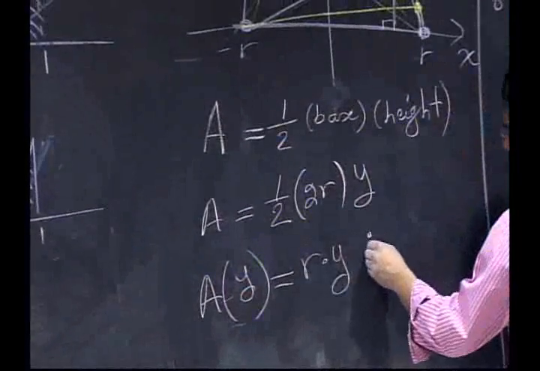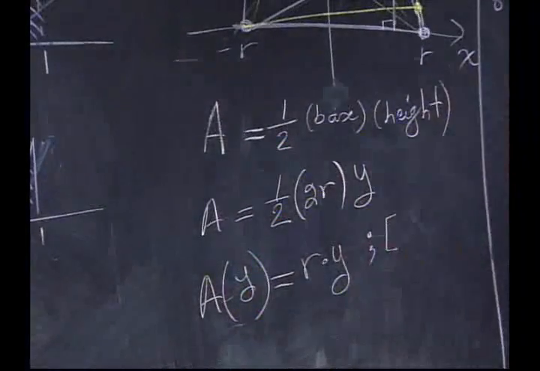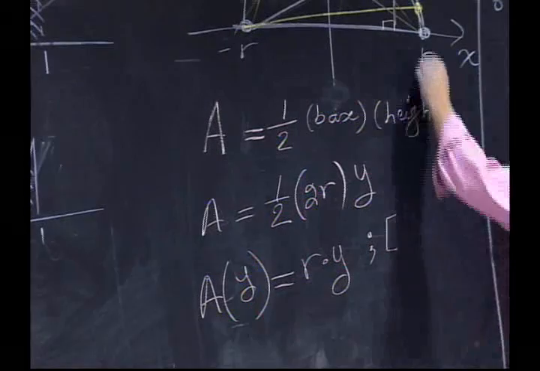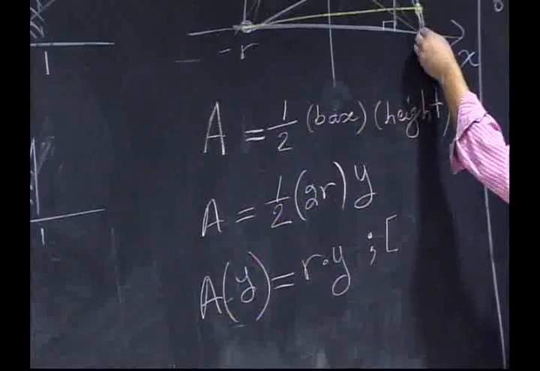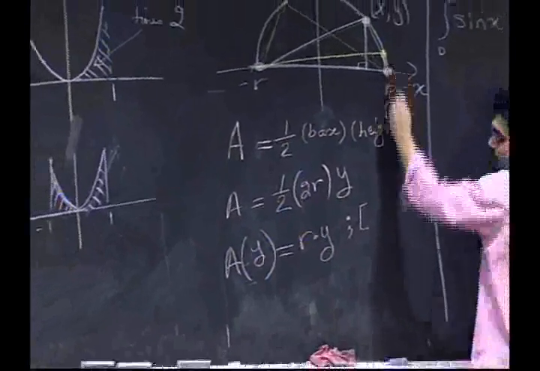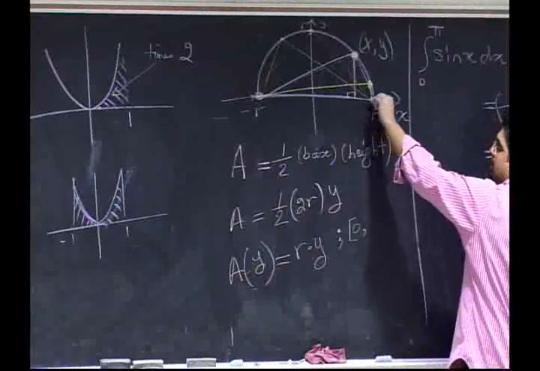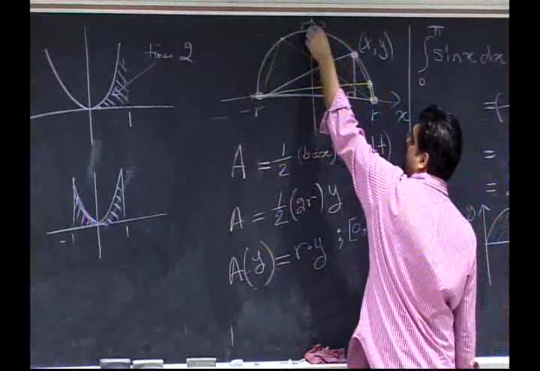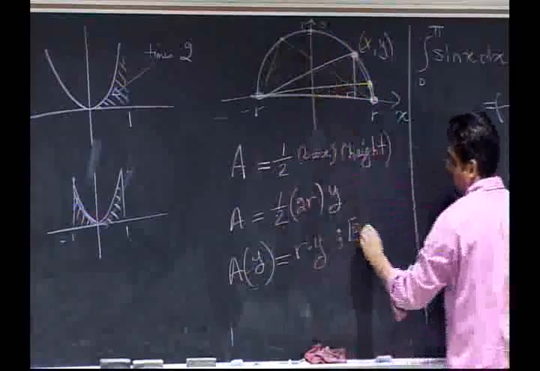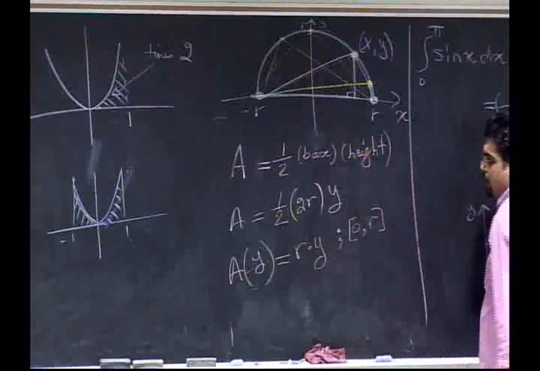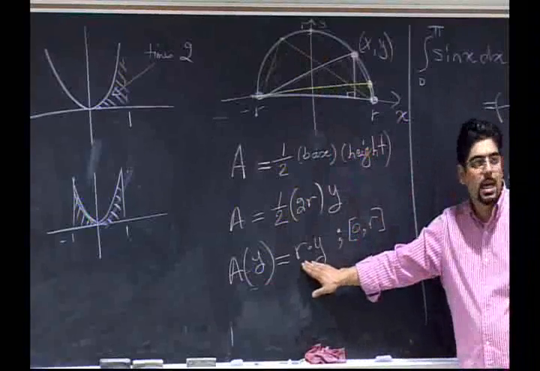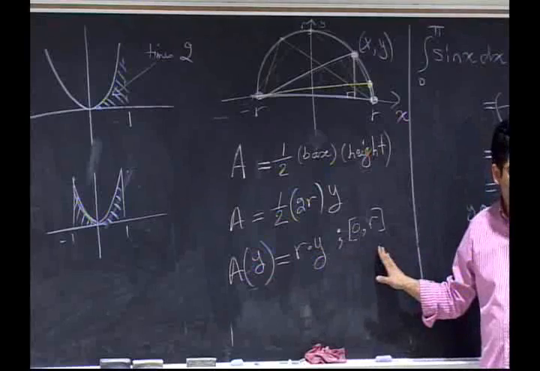The domain of this function, well, what's the smallest thing y could be? Well, the most extreme situation is if the point is here, in which case y is 0. And the other extreme situation is if y is here. It's r. So this is the function that you have to maximize in this domain. Okay?